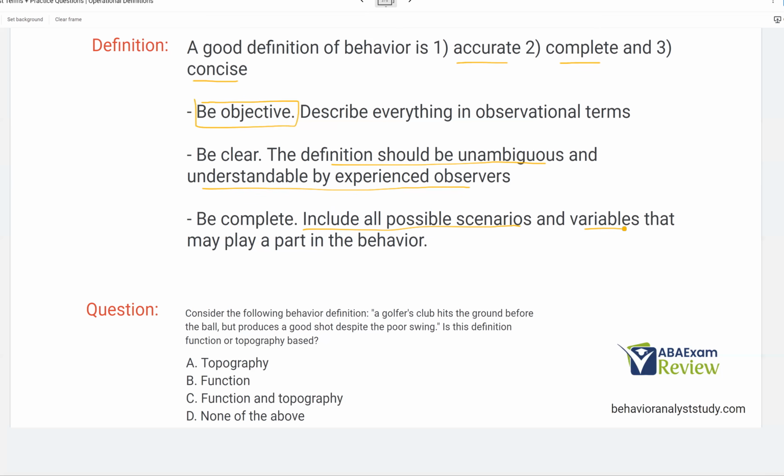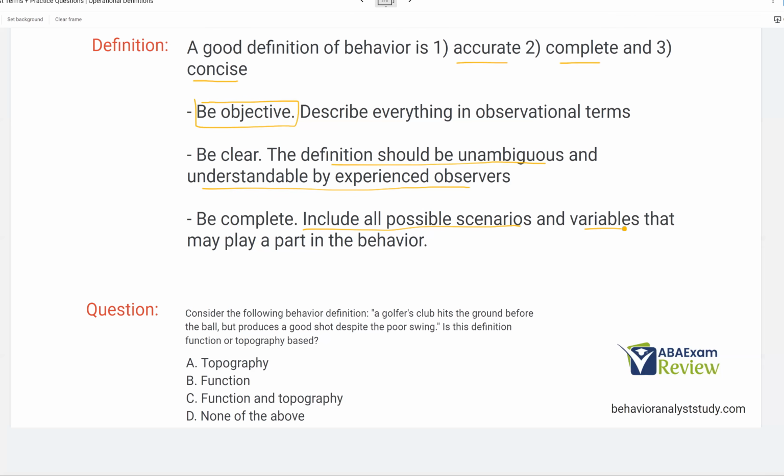And you can also include non-examples, right? Behavior looks like this for this reason. Behavior does not include this, right? Non-examples are just as important because if I see that non-example, I know, okay, I'm not taking data. I'm not trying to change it.